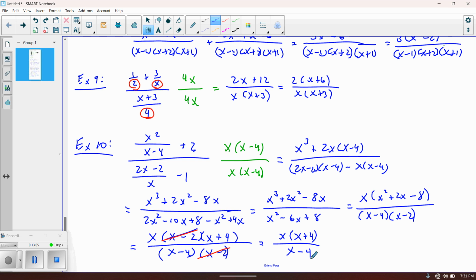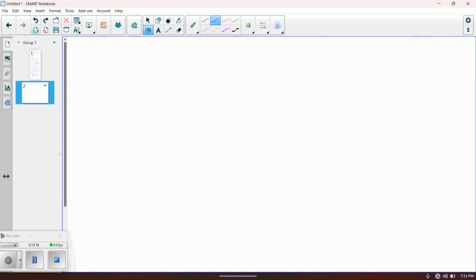Now we're going to move into rational exponents and how to simplify roots. All right, let's go ahead and start a whole new page for this. This one actually won't take as long as the last part. So we're going to be talking about nth roots and rational exponents.